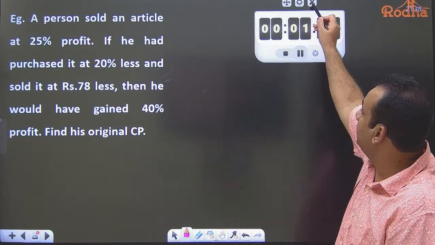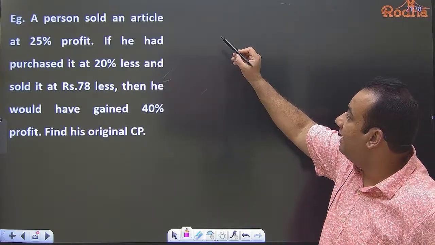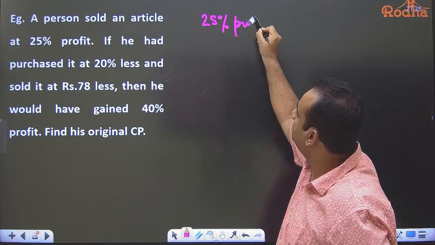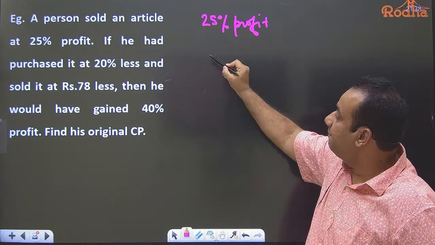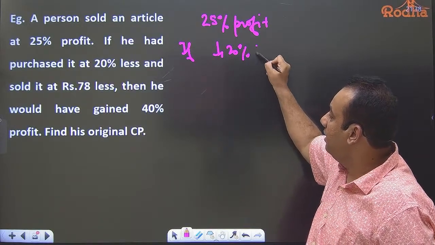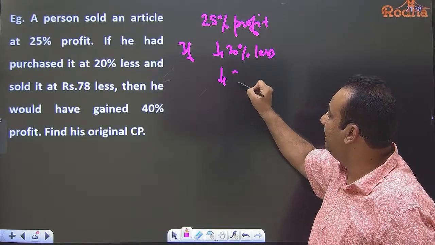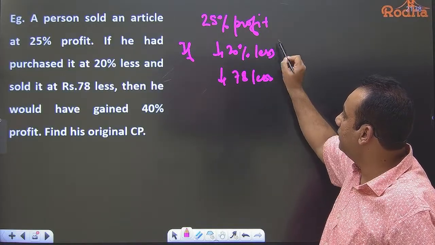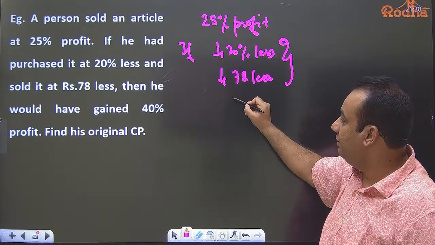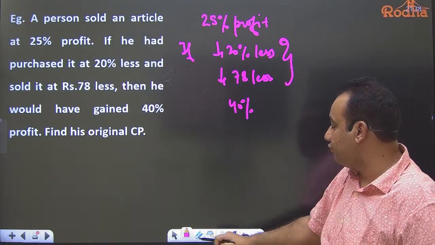Now see what is given in this question. A person sold an article at 25% profit. So he sold it at 25% profit. If he had purchased it at 20% less and sold for 78 less. This is for purchase and this is for selling. If he has done this, then he would have gained 40%. Then the profit is 40%.